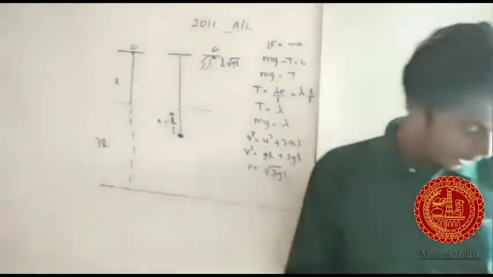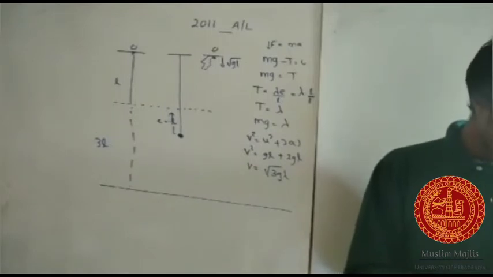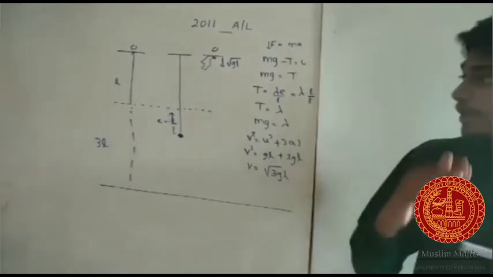So moving on to the next part. It says, write down the equation of motion for the particle P when the length of the string is 2L plus X.